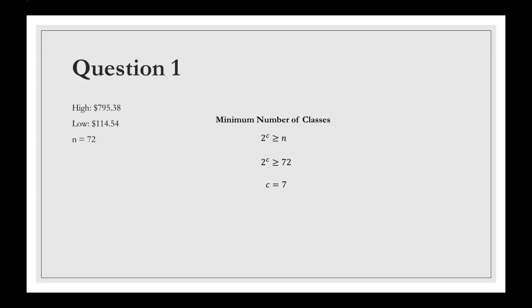Now this is the minimum number of classes. This is not your definitive number of classes. This is just how many you need as a minimum. You can go up by 3. So we could have anywhere between 7 and 10 classes for our data set. So we can use this minimum number of classes that we found to then figure out our approximate class width.